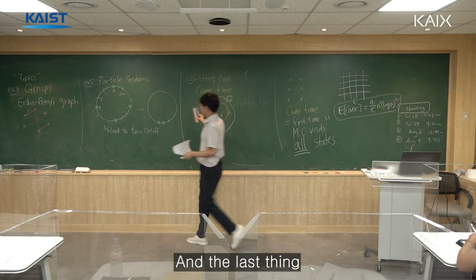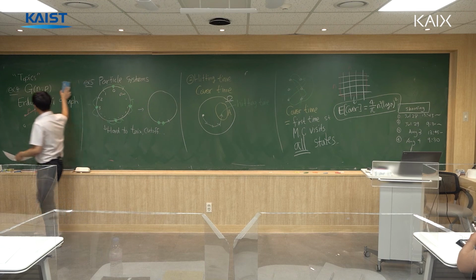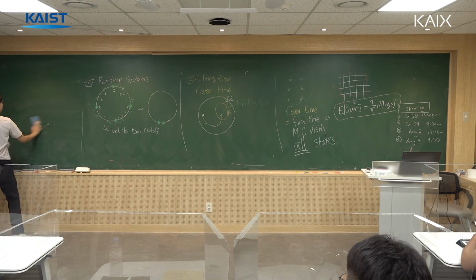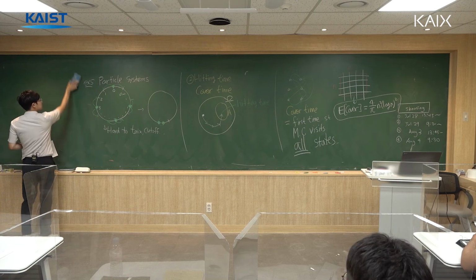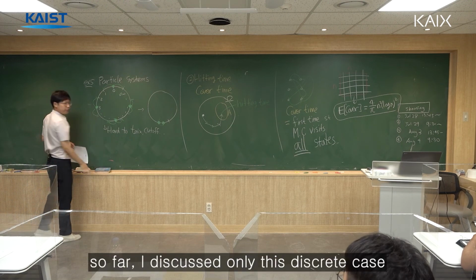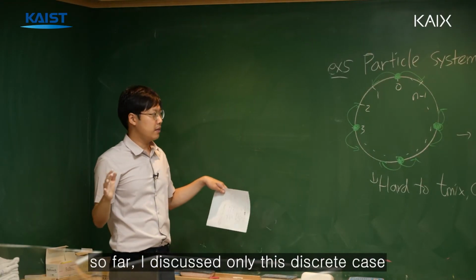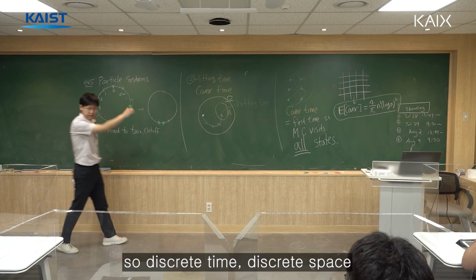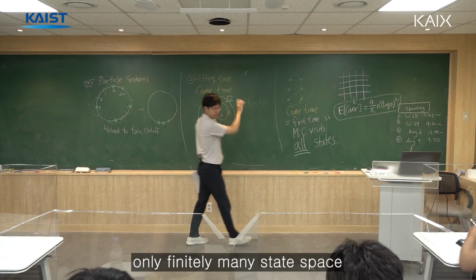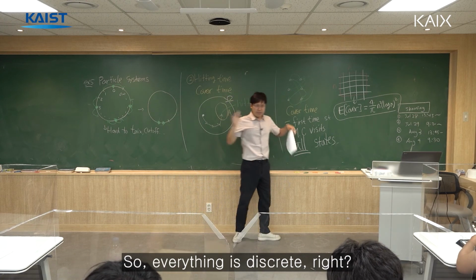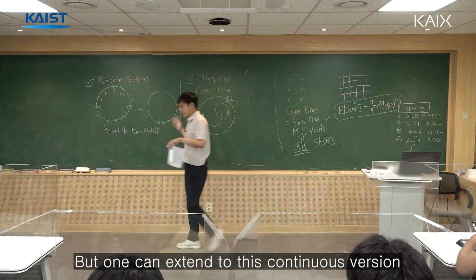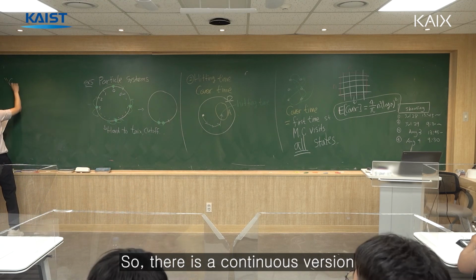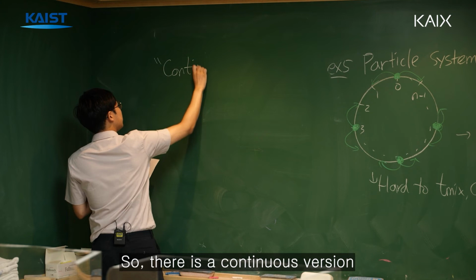And the last thing is, so far I discussed only this discrete case, right? Discrete time, discrete space, only finitely many states. So everything is discrete, right? But one can extend to the continuous version. So there is a continuous version.